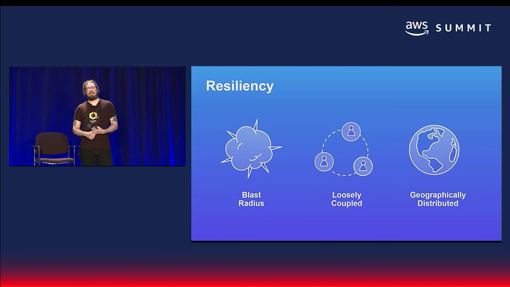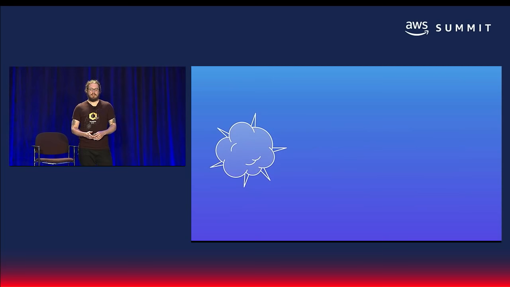A cloud-native application should also be resilient. And there's a few aspects to a resilient application. One of them is the blast radius. When something bad does happen, how do I stop it from cascading and taking other things down? Well, the answer to that is loose coupling and geographic distribution. So we'll talk about what these aspects mean in the cloud-native architecture.